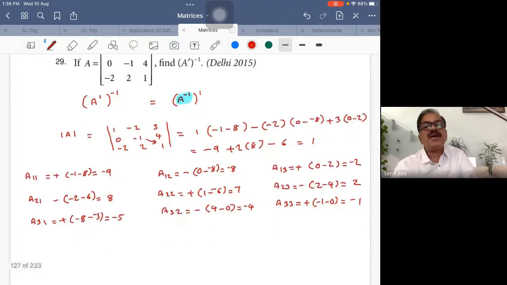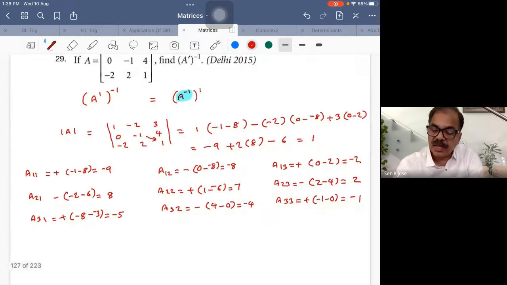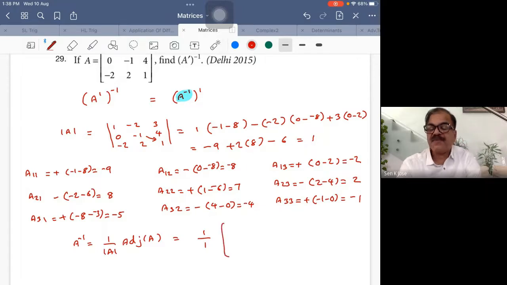So I have the cofactor matrix, and so I can write A inverse now. A inverse is 1 by determinant A into adjoint of A, which is 1 by determinant A, is 1, into adjoint of A. Now, what's the difference between cofactor and adjoint? We found the cofactor matrix. Adjoint is the transpose of the cofactor.